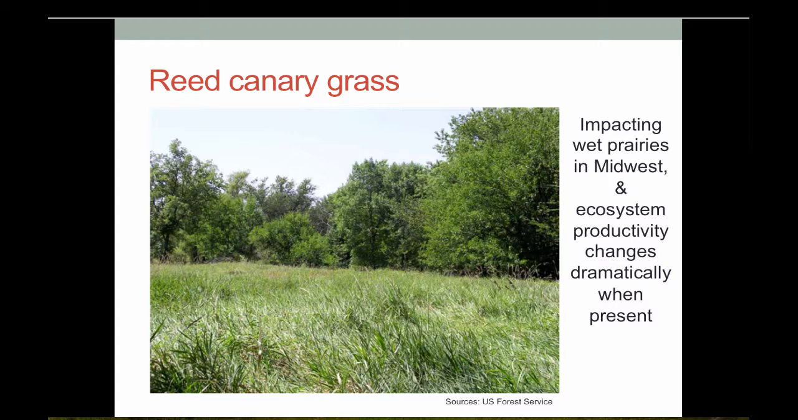In fact, there have been studies that have shown that aboveground productivity is higher than where reed canary grass does not dominate, but belowground it's much lower. And there's evidence to suggest that this might be a permanent change even after some sort of restoration plan to eradicate reed canary grass is in place. And so ultimately what we've done is we've changed that dynamic belowground, and as a result we're going to have issues when we try to restore our native species.